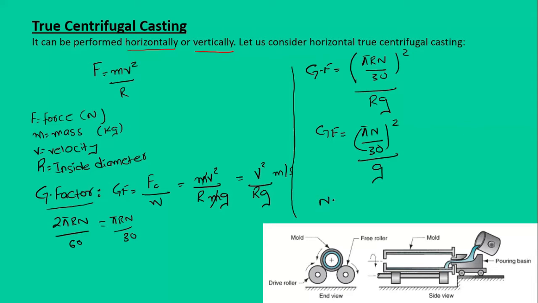identify the revolutions per minute for this mold. So we can have it as g into G factor into 30 square, we have r here also, divided by r into pi square.